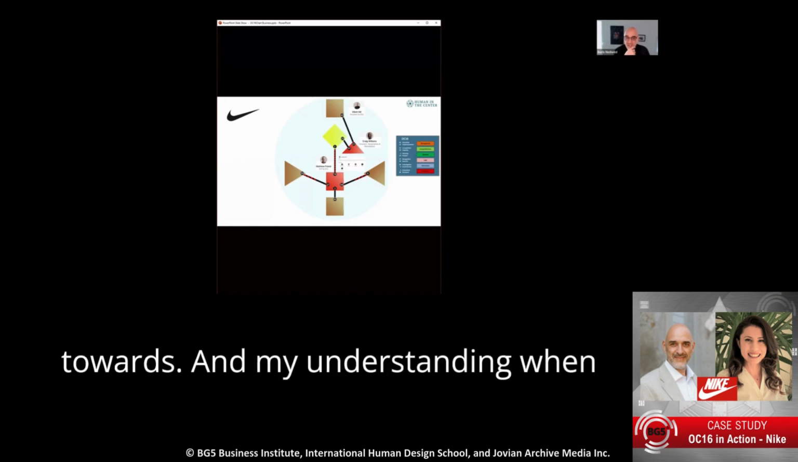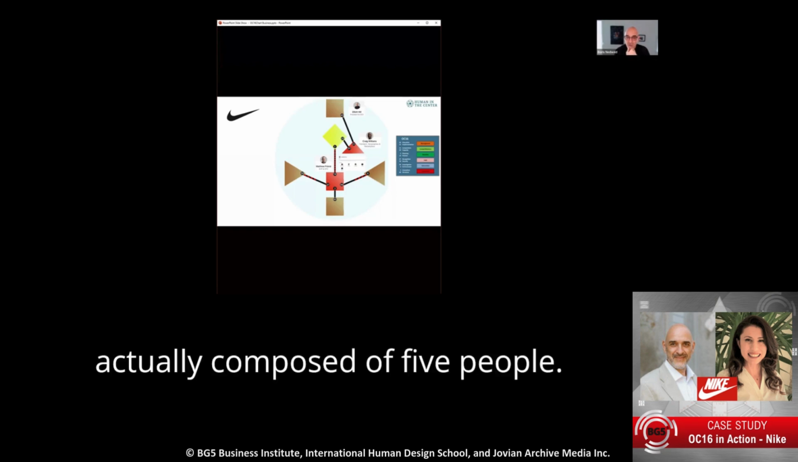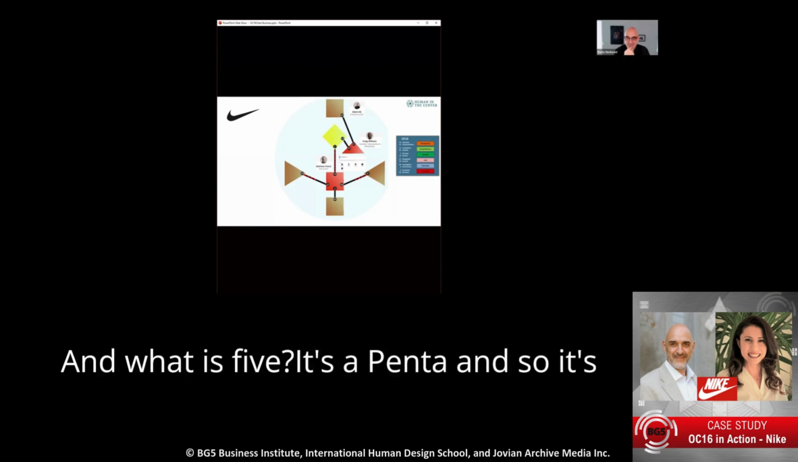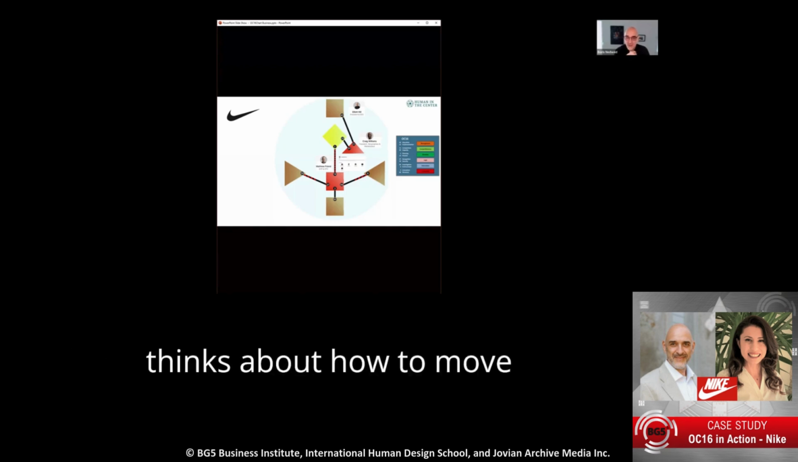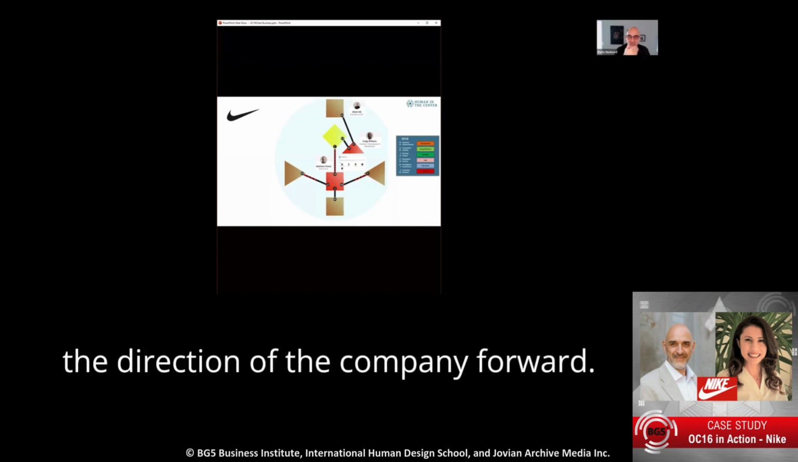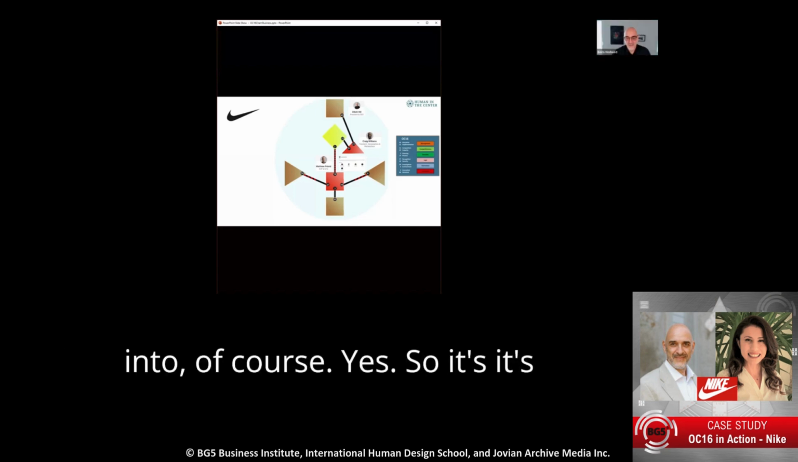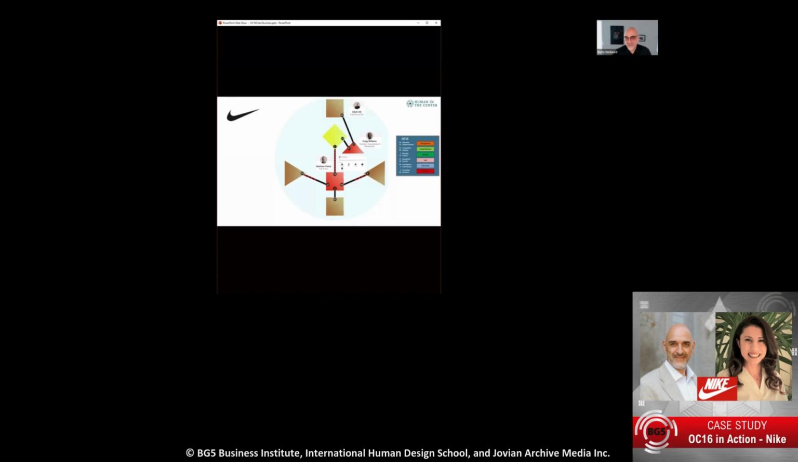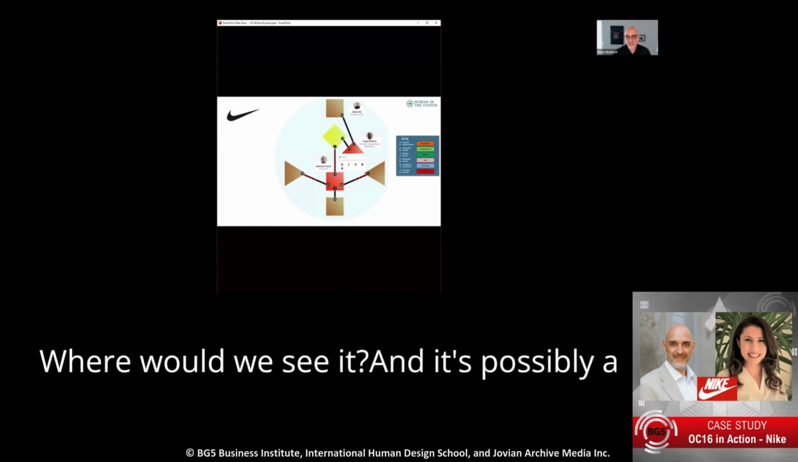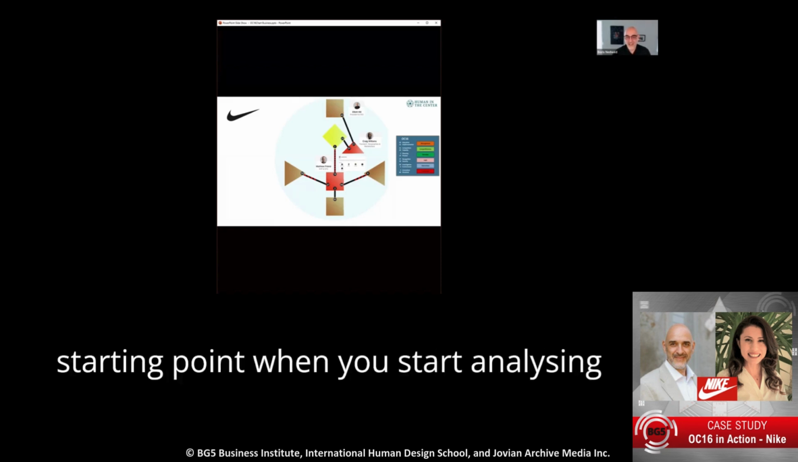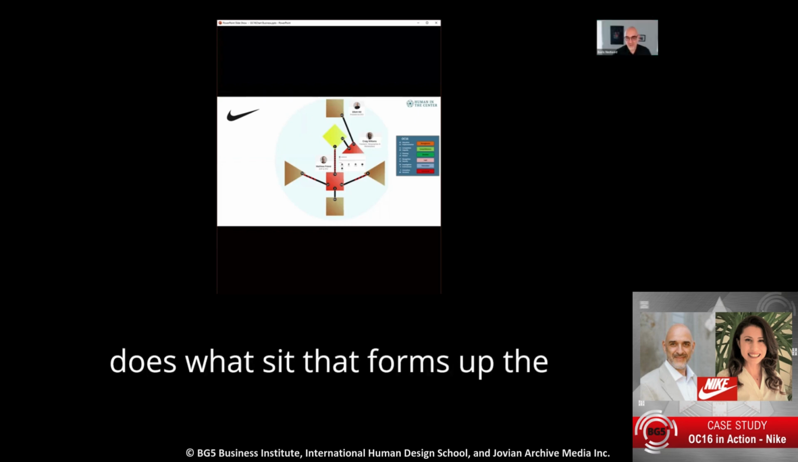And my understanding when I read the org.com, there is a leadership team. And this leadership team is actually composed of 5 people. And what is 5? It's a Penta. So it's a Penta construct that apparently thinks about how to move the direction of the company forward. Yeah. And where to put the resources into, of course. Yes. So it's quite an interesting field, just reading and putting it for ourselves into a structure of the OC16. Where would we see it? And it's possibly a starting point when you start analyzing companies. Yep. Where does what sit that forms up the OC16?